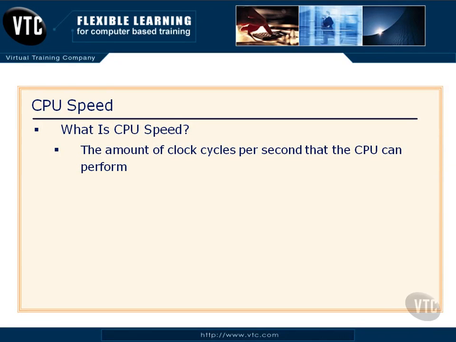And what exactly is CPU speed? Well, CPU speed is what everybody knows the most about. It's what everybody looks at first when they go to buy a new computer, and that is, how fast is the CPU? What's the rating? Is it 2 gigahertz? Is it 2.3? Is it 1.8? Generally, everybody wants the fastest, okay? Well, as it turns out, what that really means is the amount of clock cycles per second that the CPU can perform.